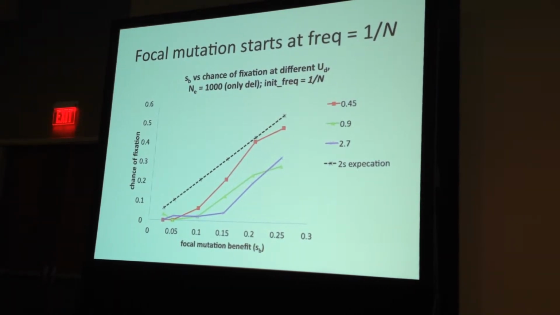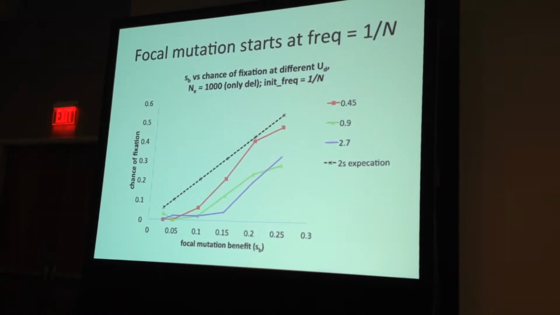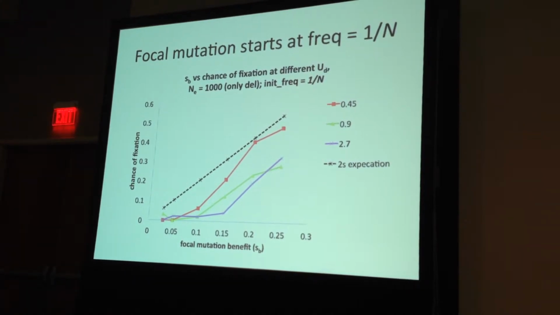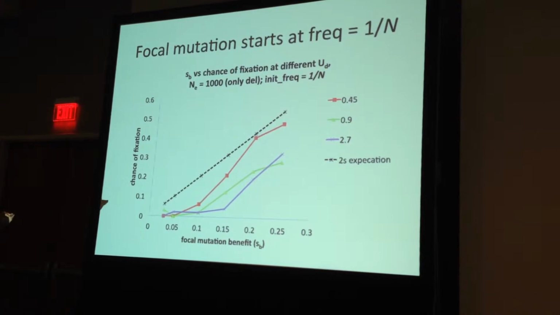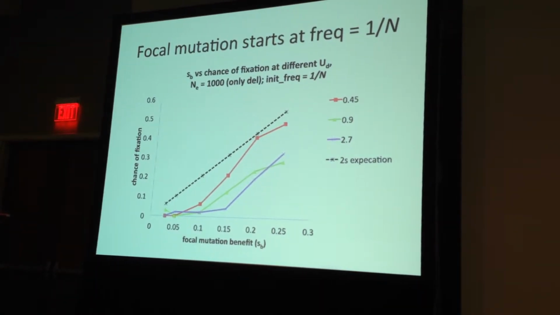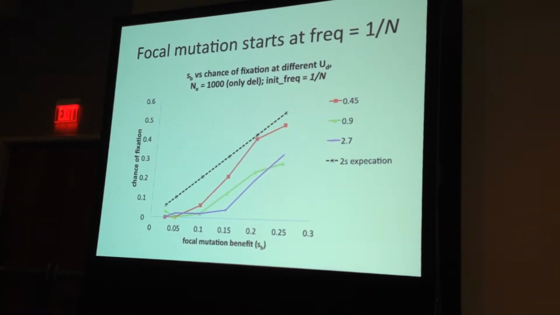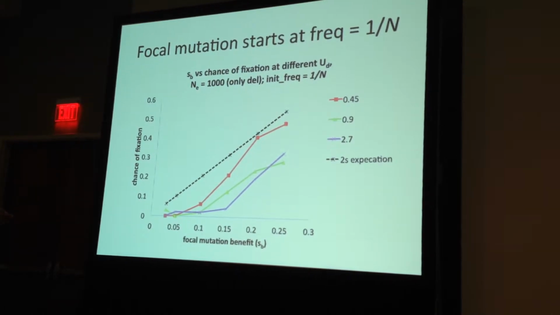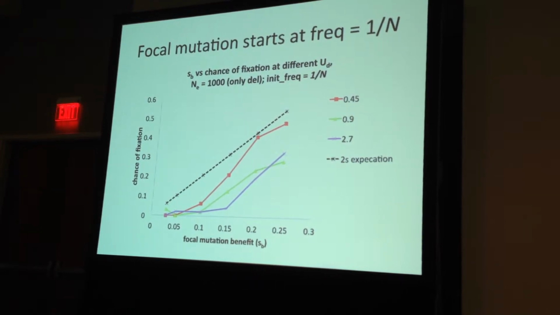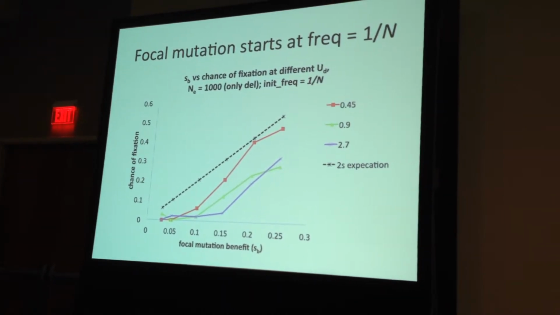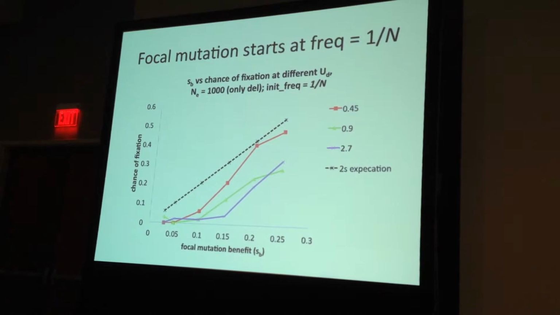And the different lines here represent the following. The black dashed line is the 2S expectation, because on the x-axis we have mutations of different benefits. So the S values there are different S values for different beneficial mutations. The black line represents the 2S expectation for that S value, and the other three lines represent different genomic deleterious mutation rates, which is the number of deleterious mutations per generation per genome.